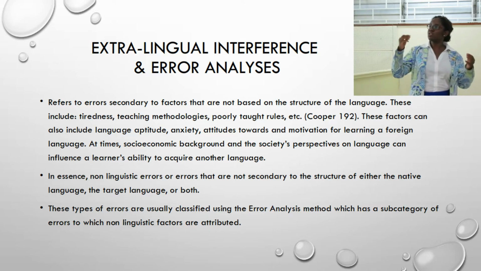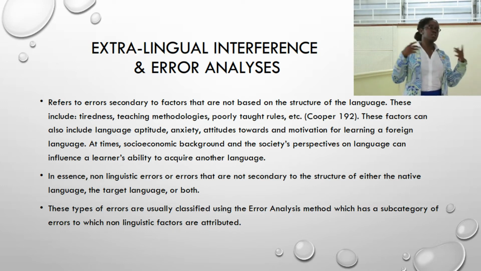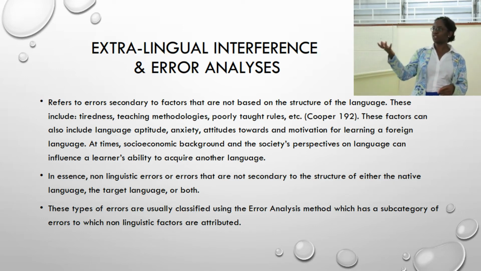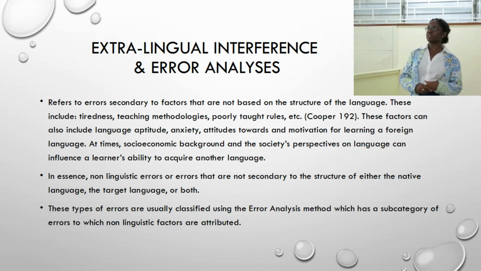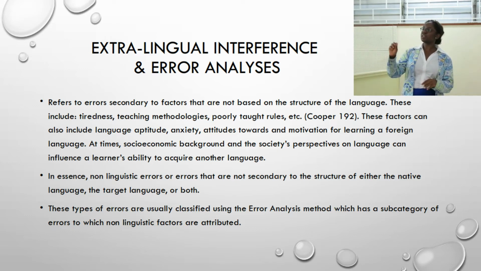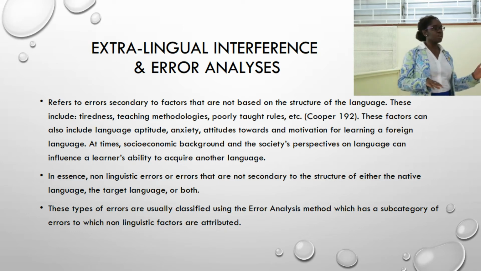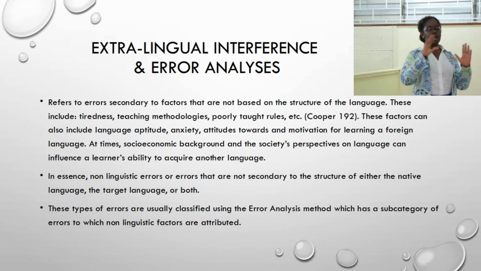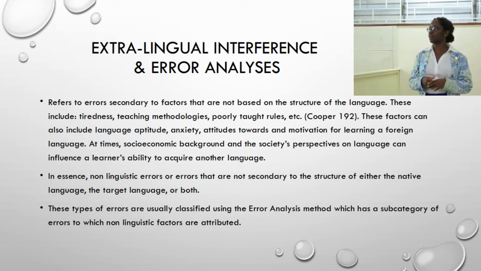So we have all these non-linguistic factors, even socioeconomic background and the way society views language can be an extralingual interference in the acquisition of another language. So these errors are not secondary to the structure of either the native language or the target language. And the error analysis that we usually apply is the error analysis method. So you're looking at the category that is extralingual. That would be the category of errors.